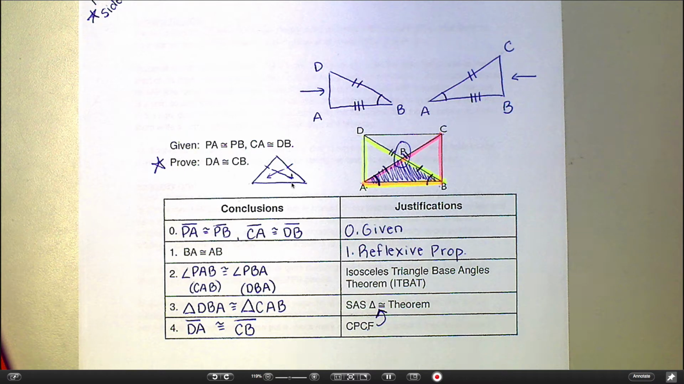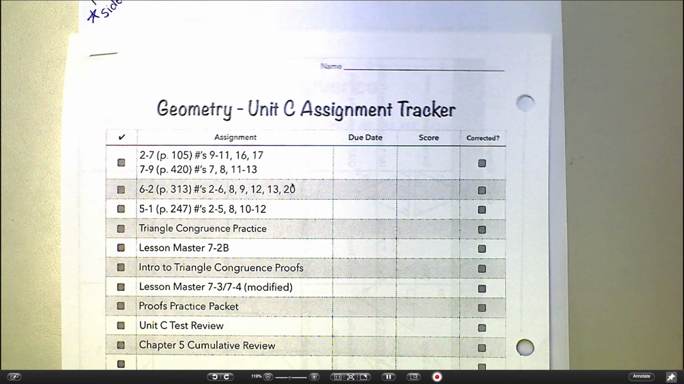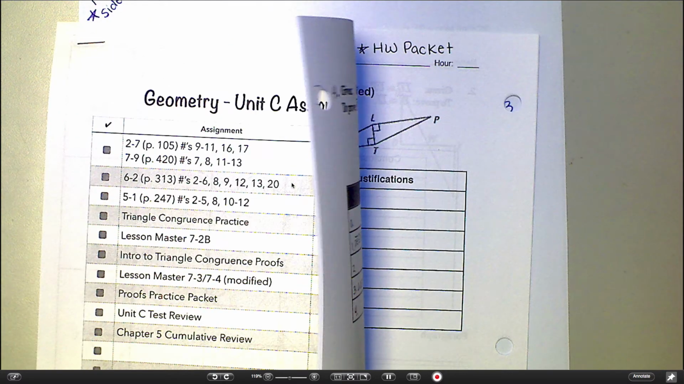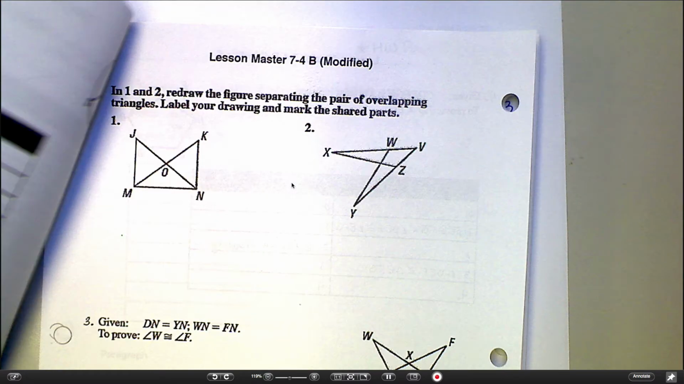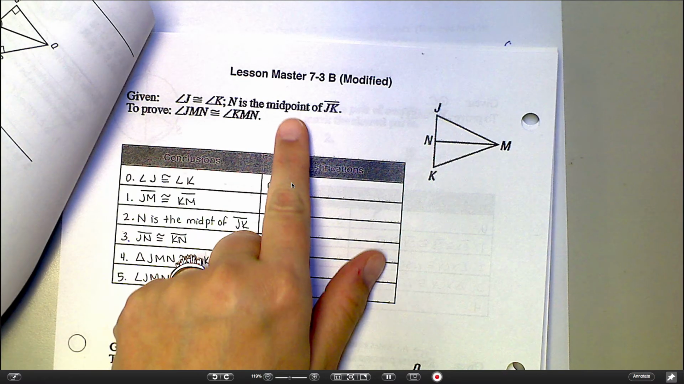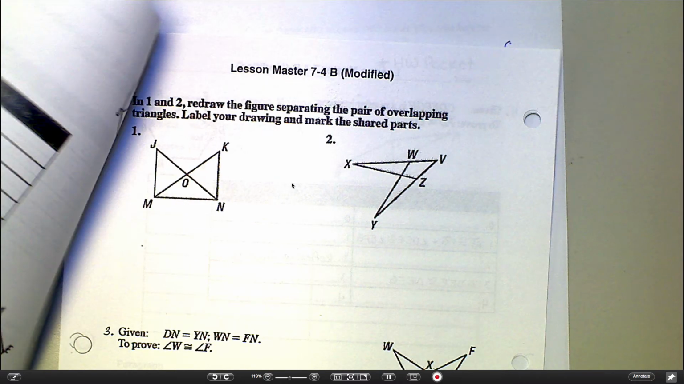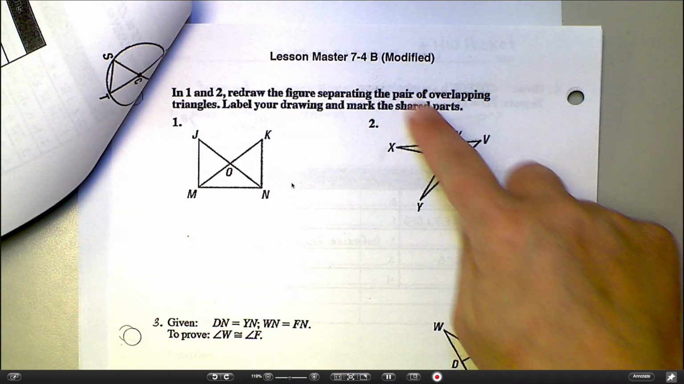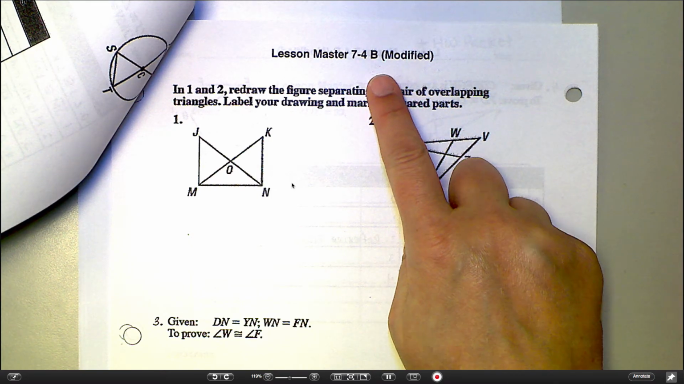Okay, let's talk homework for tonight. And I know I wrote it on the board, but I want to make sure you're clear on what I expect of you. From your packet, so this is now your homework packet. Last night you did 7-3 modified, so you did this one, and you should have done front and back, and hopefully you've checked those already. Right now, in class, I expect you to do Lesson Master 7-4 modified.